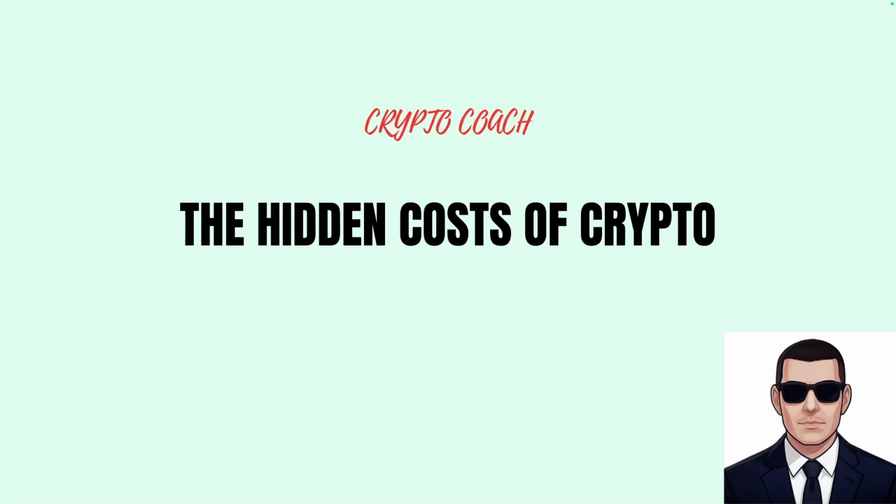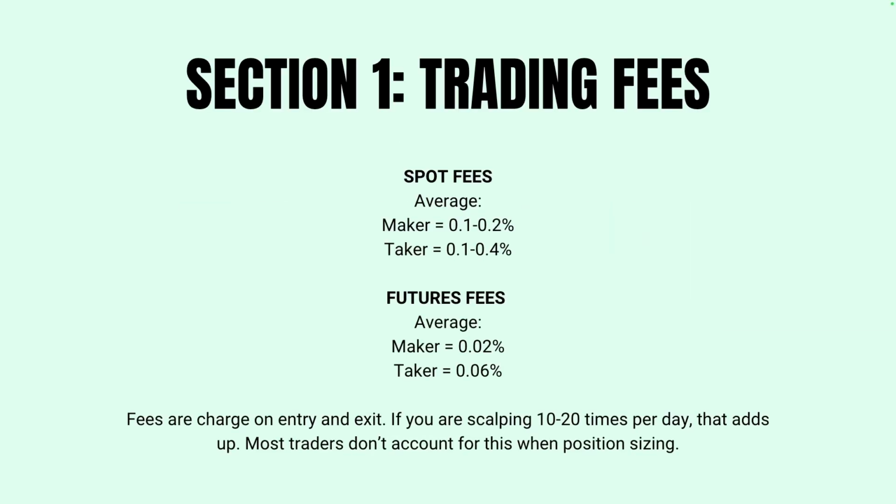Let's dive into the hidden costs of crypto. First of all, trading fees. In crypto, you have spot trading and futures trading. The average fees on spot for maker orders are 0.1 to 0.2% and taker orders 0.1 to 0.4%. Of course, it varies exchange to exchange, but those are the average fee rates.